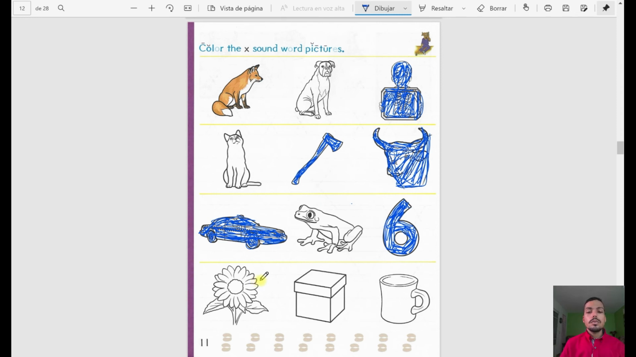We don't color it. The next one here, this is a box. Box has the sound x. Box, it has the sound? Yes, very good, it has it, so we have to color the box, right? Tenemos que colorear la caja porque sí, tiene el sonido. Very good, it has it, okay? So, let's color it. Vamos a colorearla. Very good.